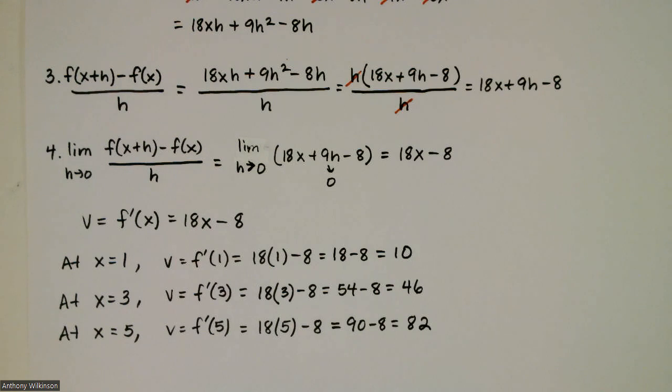Okay, so that's how we use that four-step procedure to come up with our f prime of x, which is 18x minus 8. And at x equals 1, your velocity will be 10 feet per second. At x equals 3, it'll be 46 feet per second for the velocity. And at x equals 5, your velocity will be 82 feet per second.